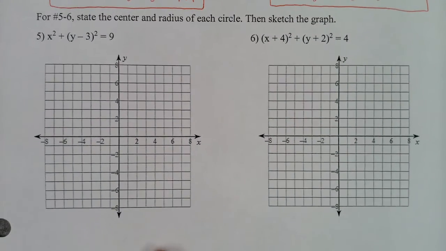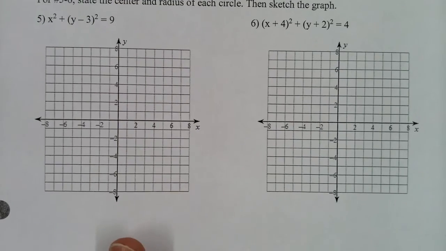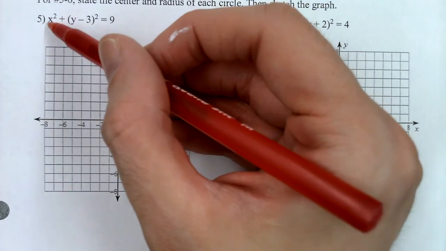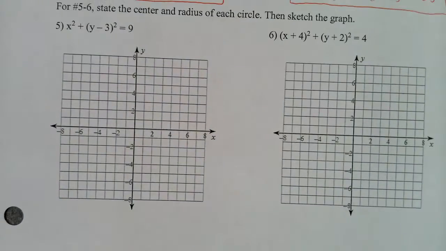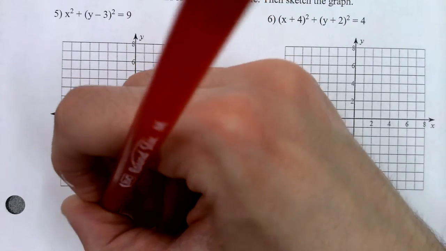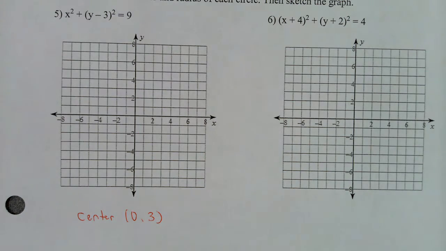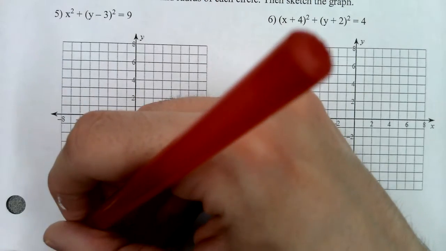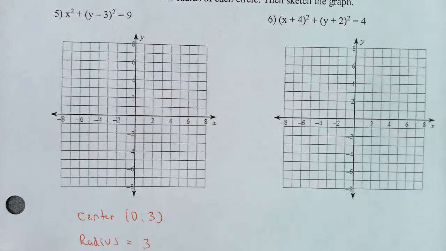For numbers 5 and 6, state the center and the radius of each circle, then sketch each graph. And number 5, the center is 0, 3, because you changed the sign. I'll write that below. The center is 0, 3. And the radius is not 9, it's the square root of 9. The square root of 9 is 3.